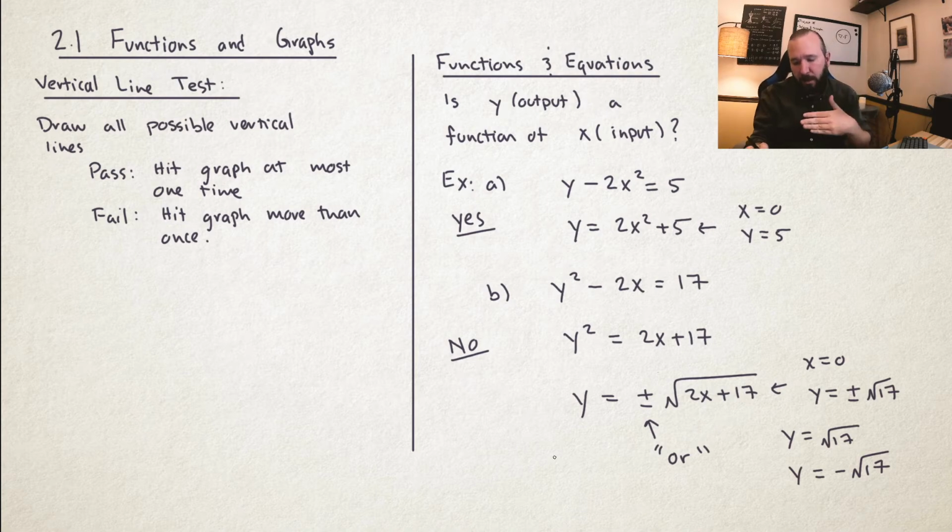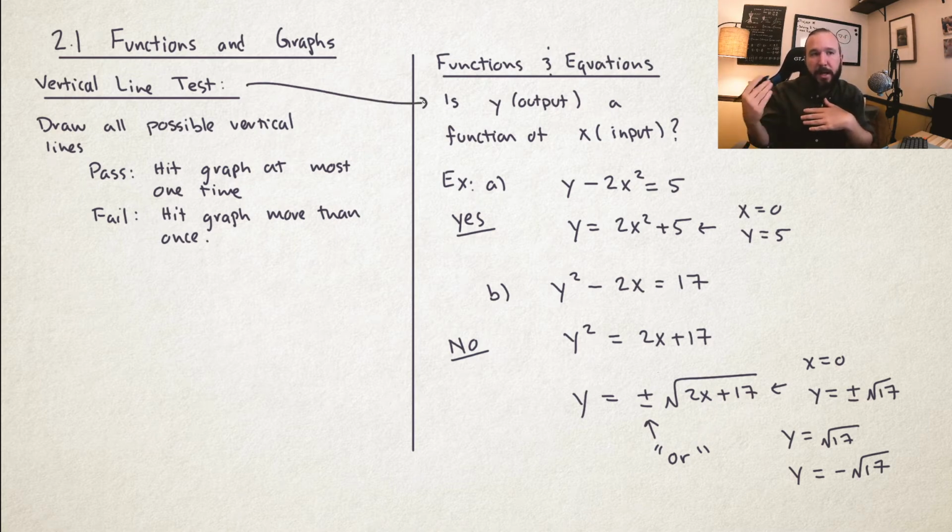That's how you can tell if you're trying to figure out if y is a function of x and you have an equation: you can just solve for y and see if you end up with one y or with multiple y's. The vertical line test is a way to do this. It's a way to test, is y a function of x? The way it works is you draw all the possible vertical lines, and the graph passes the test if all of those vertical lines only hit the graph one time or less.